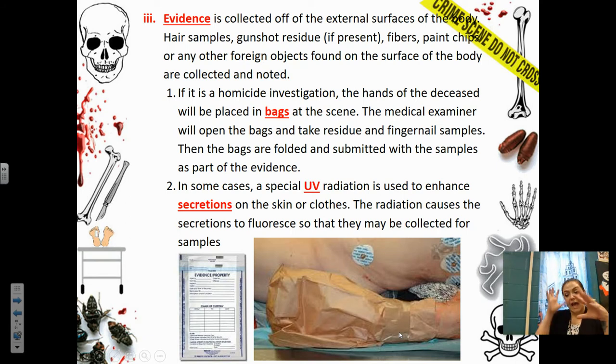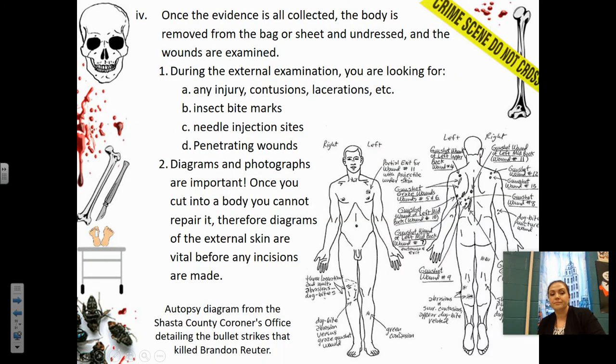Because if you were attacked, if you think it was homicide, then they might have scraped their face, have skin under their fingernails, or have anything that might be pertaining to the case. In some cases, a special UV radiation is used to enhance and just to be able to see secretions on the skin or clothes. The radiation causes these secretions to fluoresce, so they may be collected or sampled. So it helps us see different kinds of liquids that can be on the body.